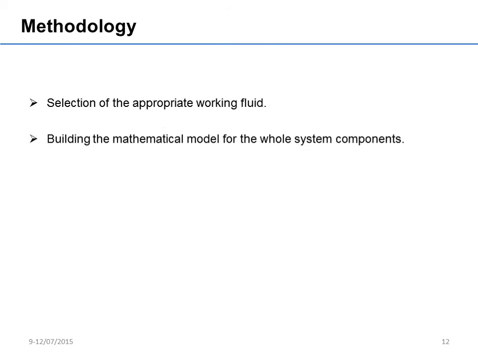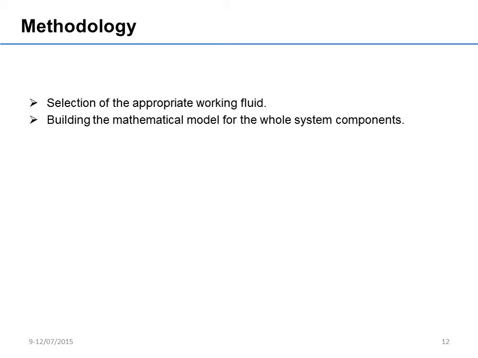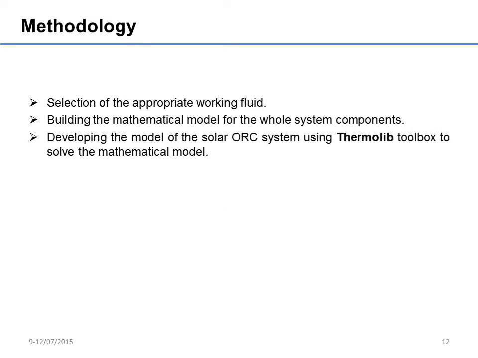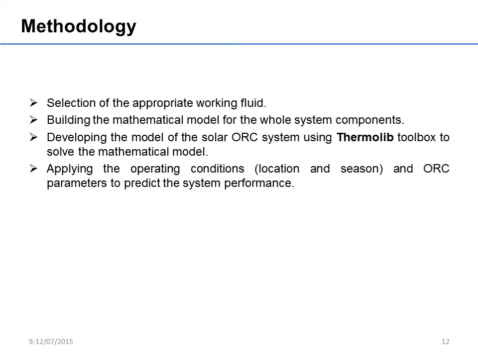Methodology. The methodology starts with the selection of the appropriate working fluid, then building the mathematical model of the whole system components, and developing the model of the solar organic Rankine cycle system using the Thermolib toolbox, which works under the MATLAB Simulink environment to solve the mathematical model. Then the operating conditions, which contain the location, season and organic Rankine cycle parameters, are applied to predict the system performance.